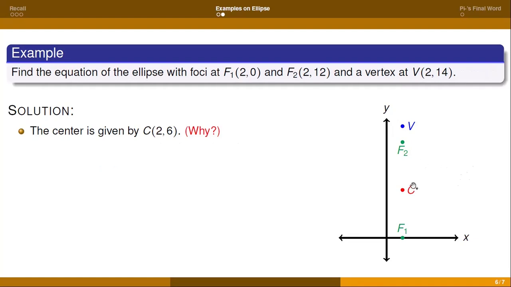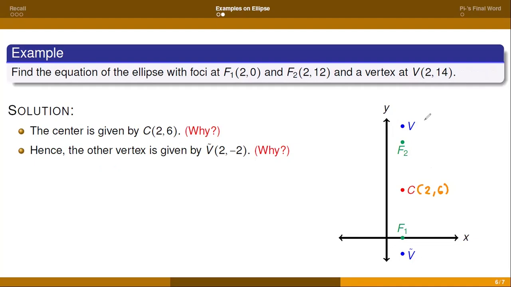Well, take note that the distance of the center to the first vertex must be equal to its distance from the second vertex. That's why the second vertex is given by (2, -2). So how did we obtain that one? Take note that, again, the center here is given by (2, 6), and the first vertex is given by (2, 14). So we know that the distance here is 8. Since the distance of the center from the first vertex and the second vertex are the same, this one must also be 8. So basically, instead of adding 8 to 6 to obtain 14, we instead subtract 8 from 6 to obtain (2, -2). And so we have this.